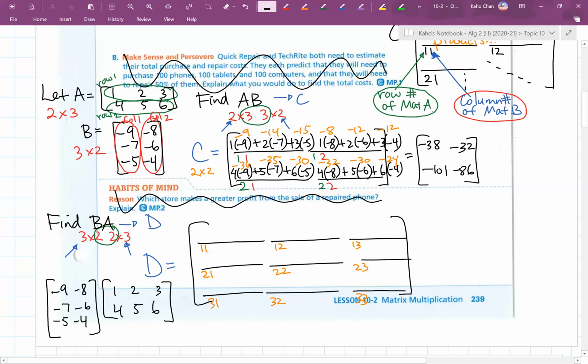So in my mind's eye, I'm going to do the rows this way and the columns this way for my first product. Okay, here we go. Negative 9 times 1 plus negative 8 times 4. Bam. Okay.